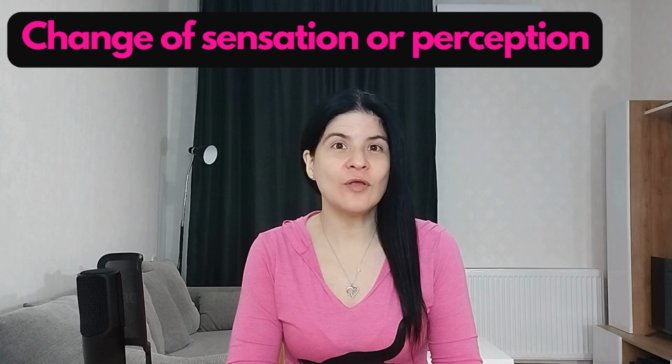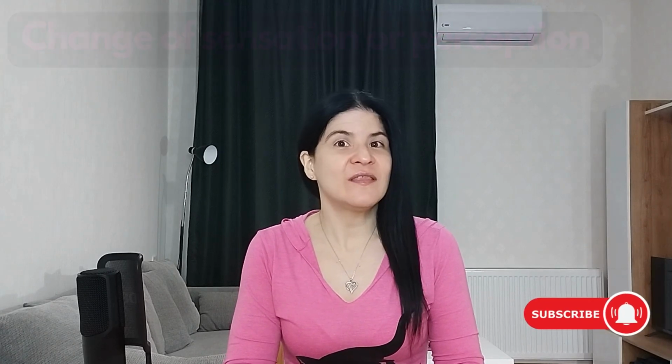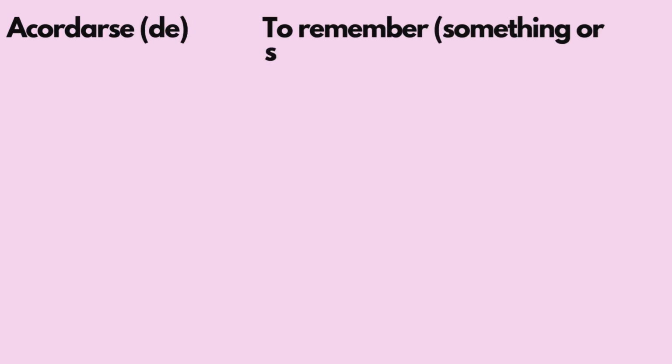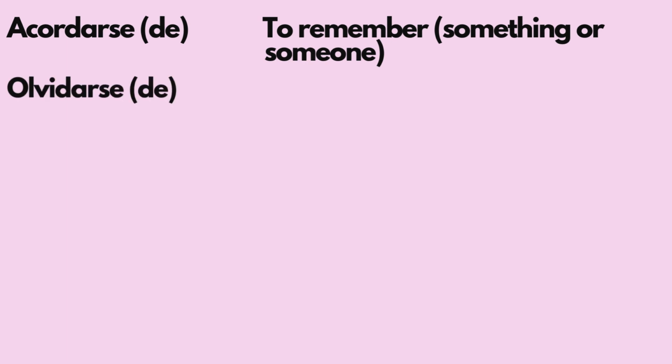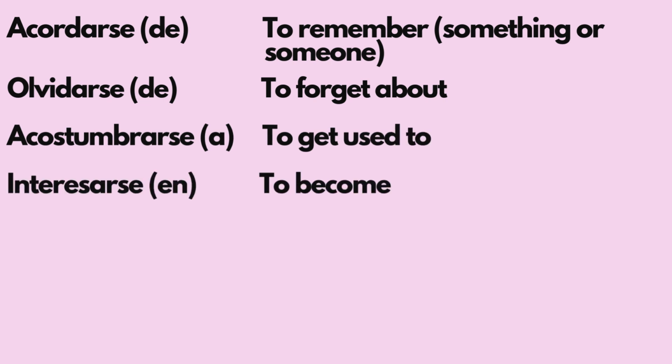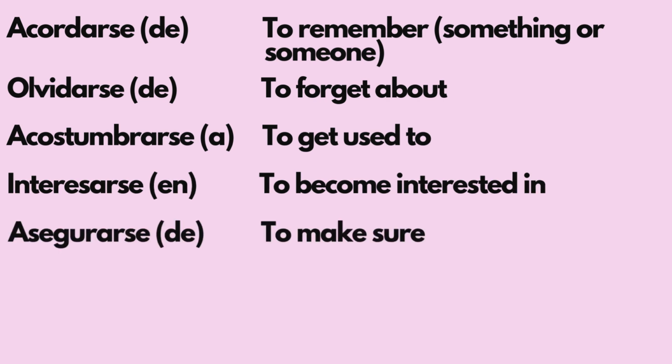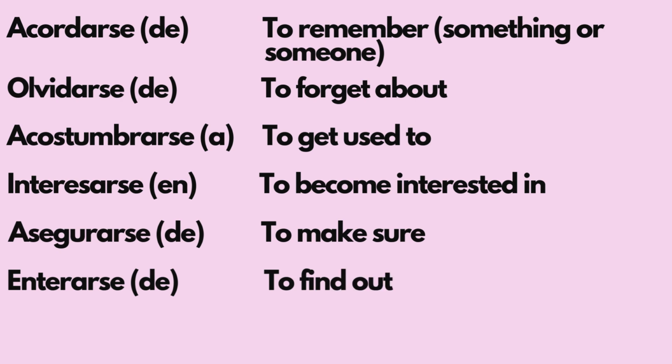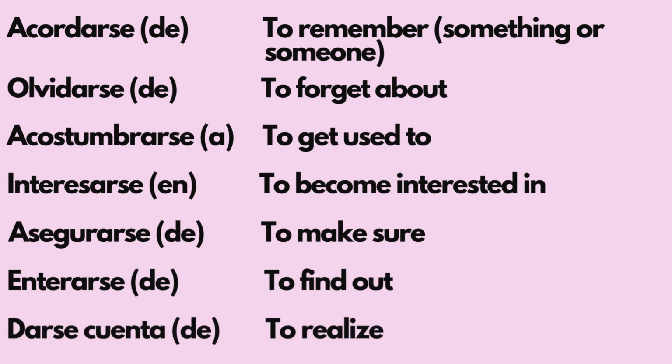Now, let's learn those verbs that show a change of sensation or perception. Some verbs in this group also require a preposition, so again, it's better to learn them along with their prepositions. For example, acordarse de, to remember something or someone. Olvidarse de, to forget about. Acostumbrarse a, to get used to. Interesarse en, to become interested in. Asegurarse de, to make sure. Enterarse de, to find out. Darse cuenta de, to realize.